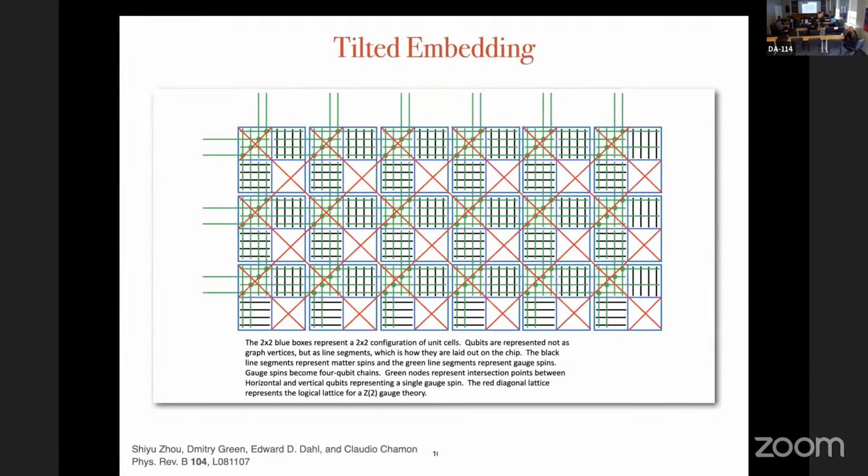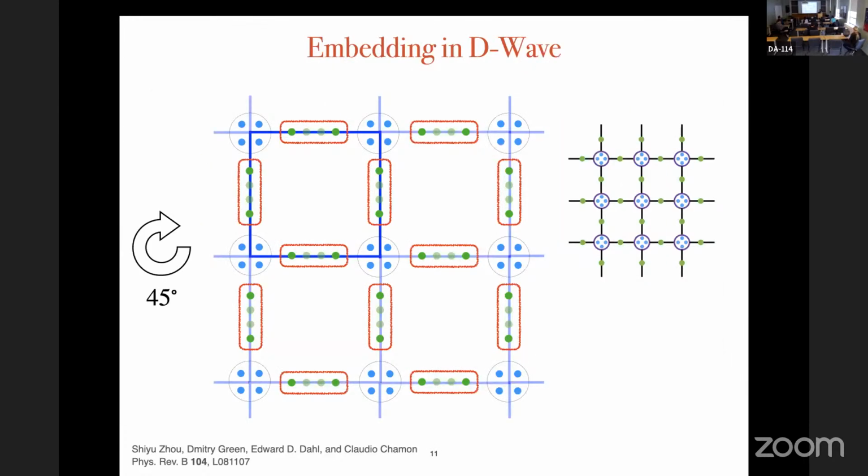So the solution we came up with is this embedding called tilted embedding. In the interest of time, I'm not going to bore you with the details of this embedding, but I would like to stress that in order to realize the embedding, we have to make 4 qubits effectively represent 1 gauge spin. But I would also like to say that even though we use 4 qubits to represent 1 effective gauge spin, the combinatorial gauge symmetry is still respected.